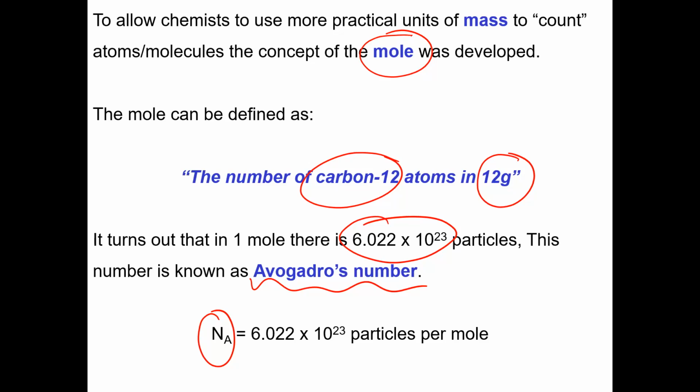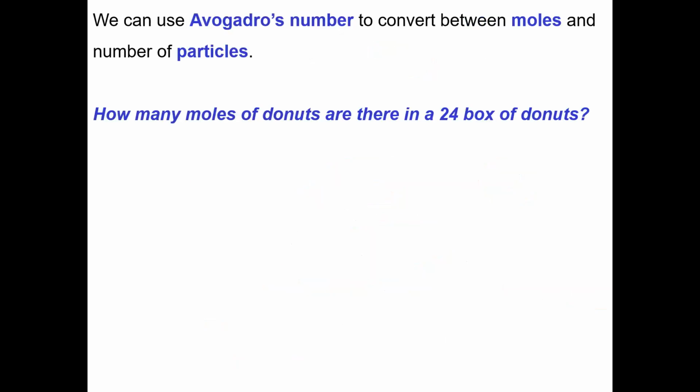of something, just like in 1 dozen, there would be 12 particles. In 1 mole, there are 6.022 × 10^23 particles. So Avogadro's number is useful because it allows us to convert between the number of moles of something and the number of particles. So just a sort of cheesy example is we can calculate how many moles of donuts there are in a 24 box of donuts.